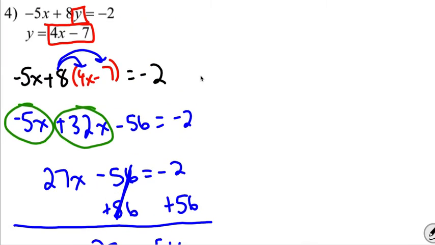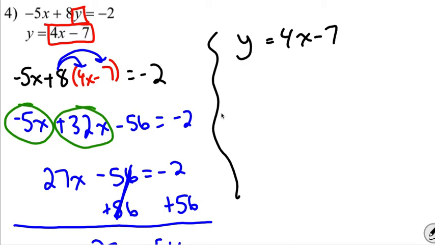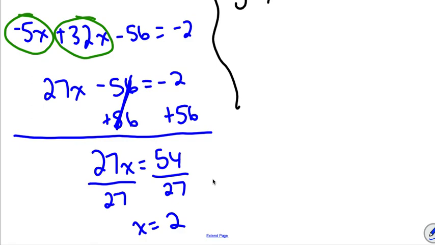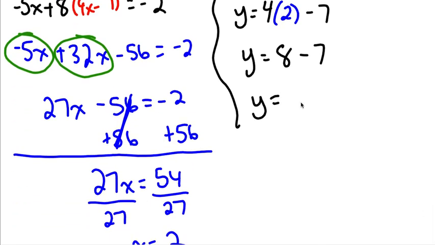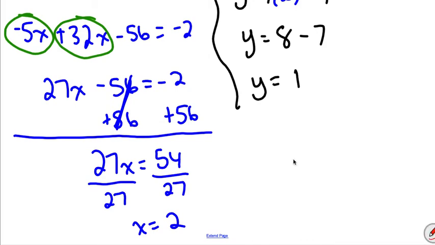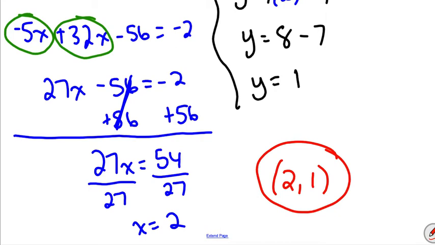But again, we are not finished. We need to get the y value as well. So y equals 4x minus 7. I'm going to replace that x with 2, because I know that x is 2. Minus 7. What do we get? 4 times 2 is 8, minus 7. y equals 8 minus 7 is 1. Final answer, x goes first, and then y: 2, 1, final answer.